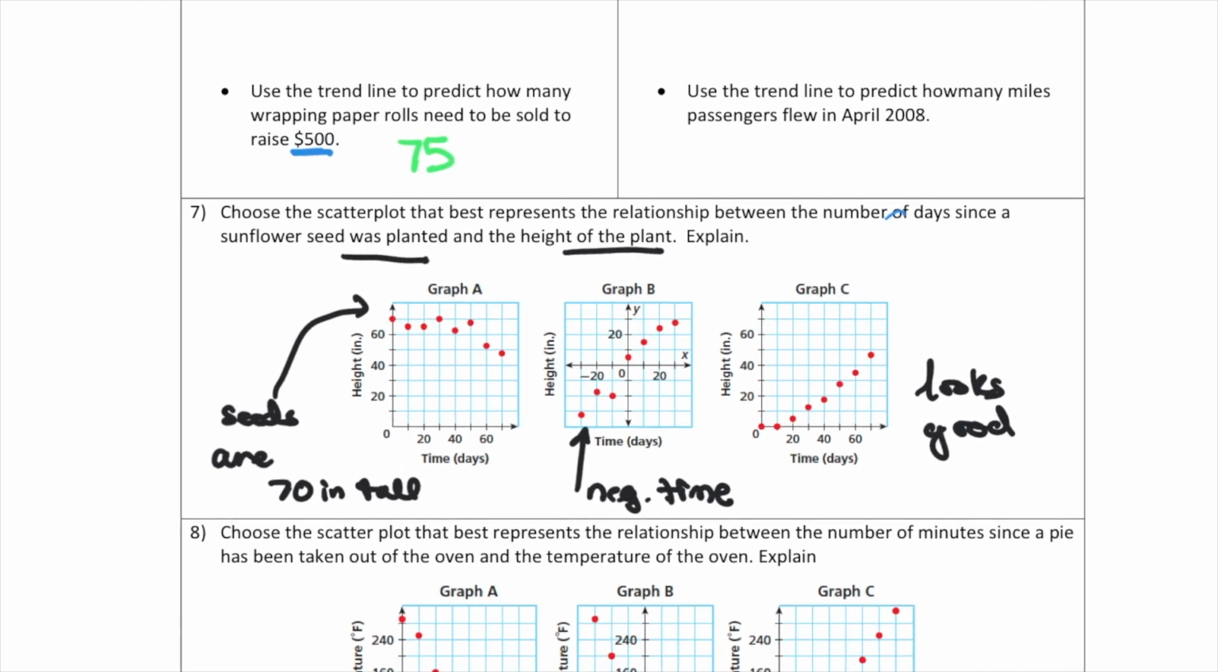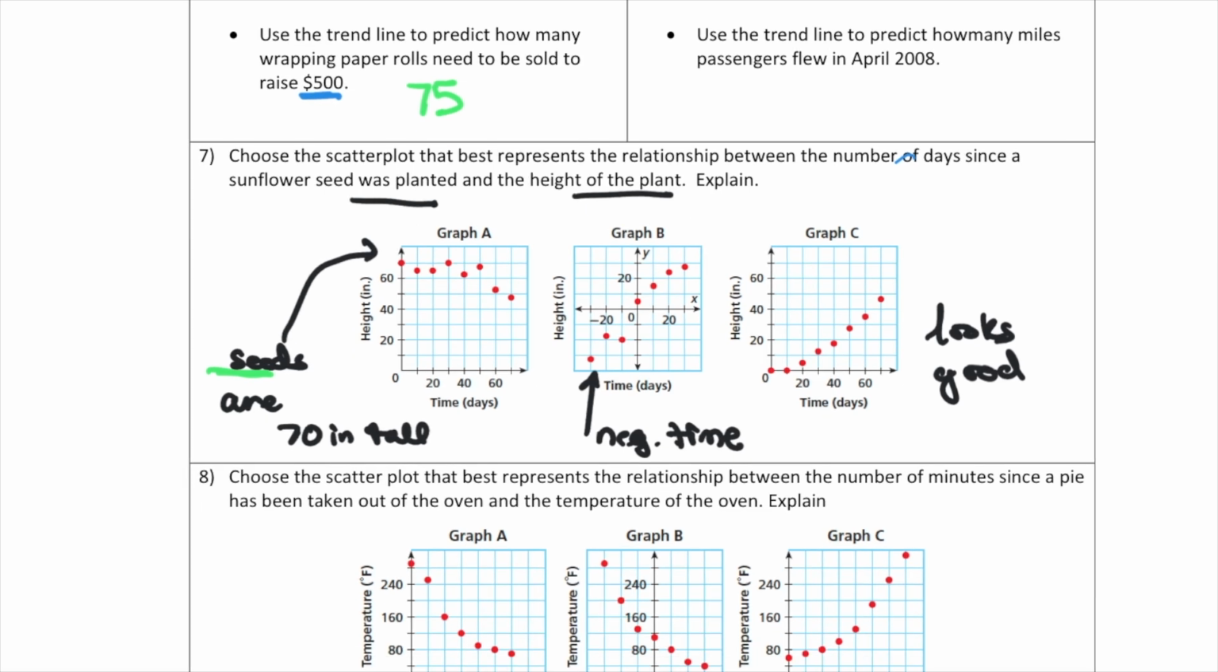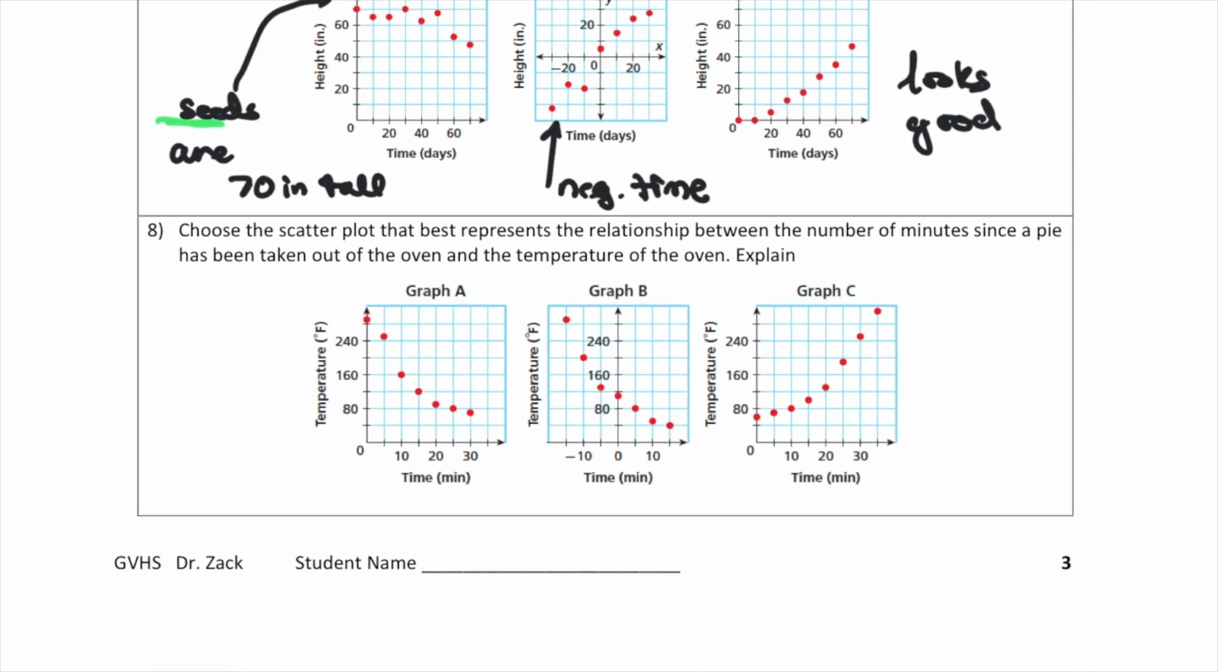As you tried question number 7, think about what's happening. You're growing a plant. The seeds in graph A are giving you a plant that's 70 inches tall. Graph B gives you negative time, but graph C looks pretty good.